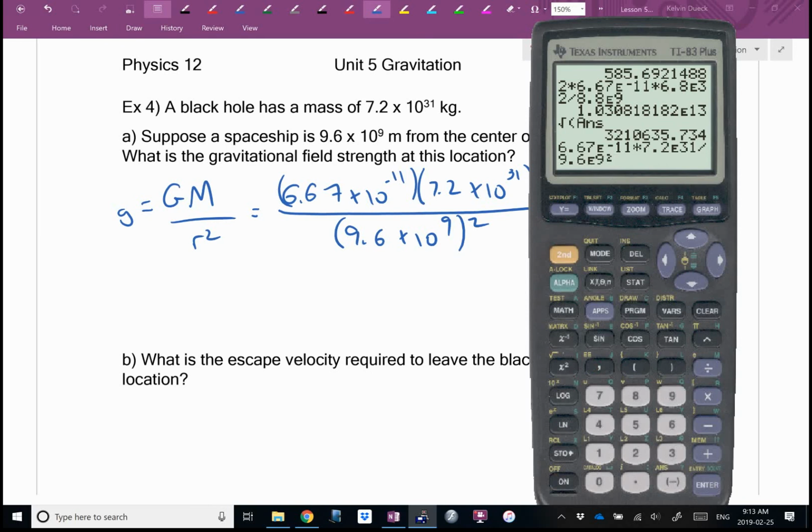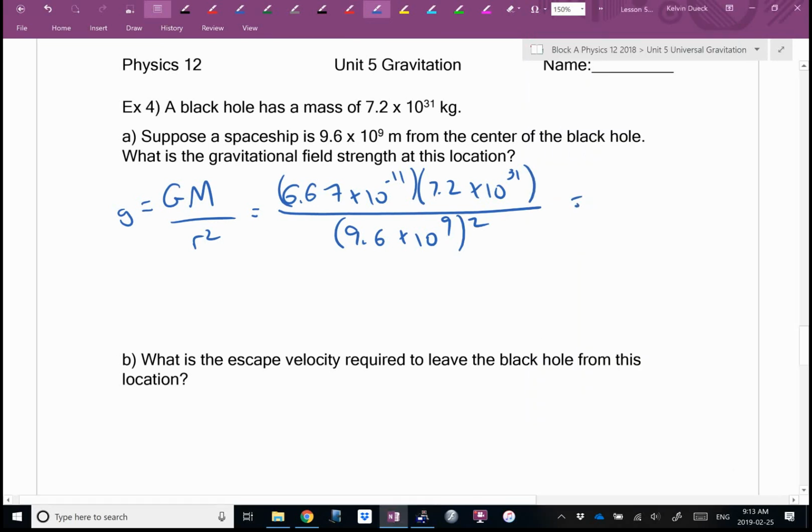Is that right, Mr. Dueck? Looks good. 52.1. Anybody else? Yeah. Newtons per kilogram or meters per second squared.